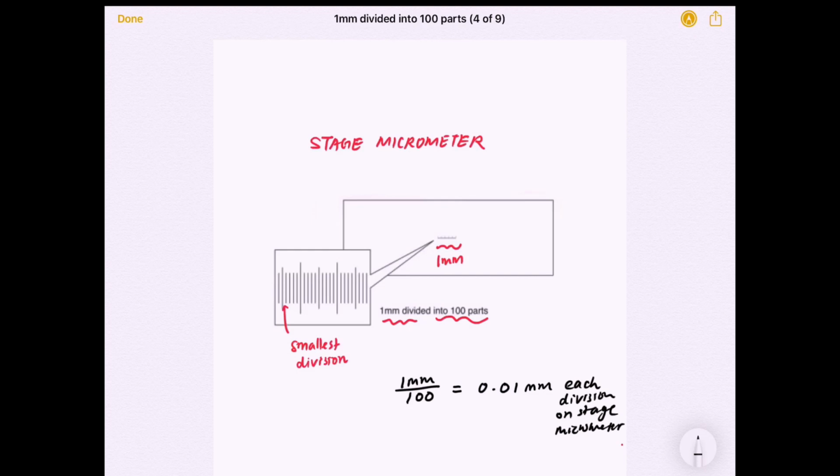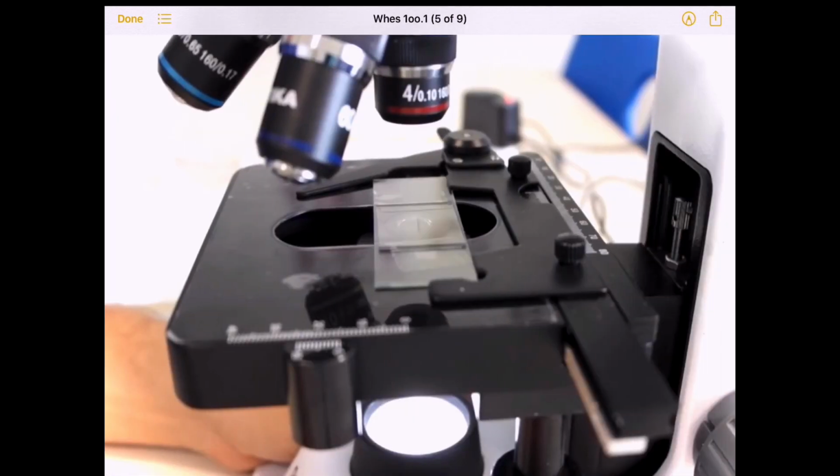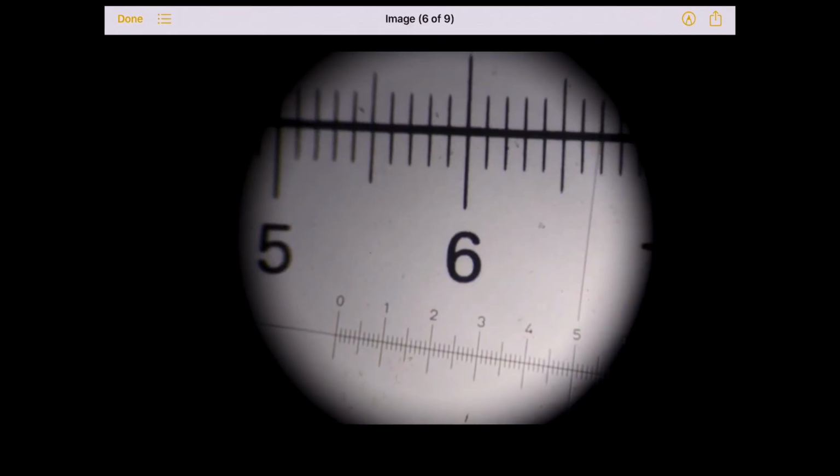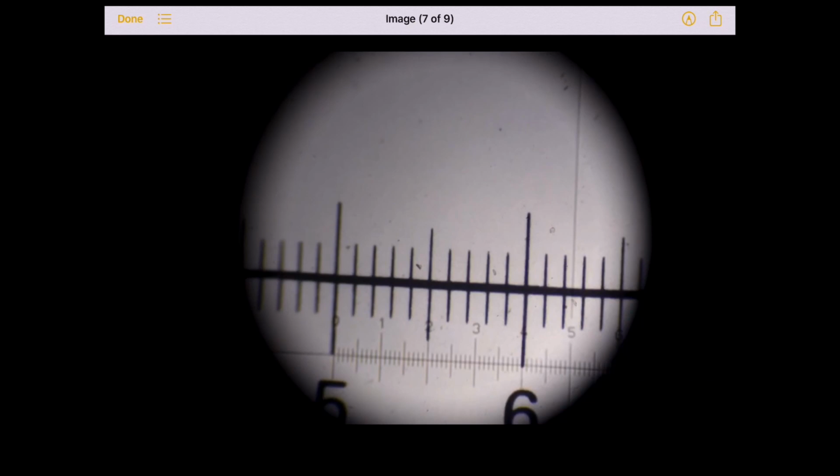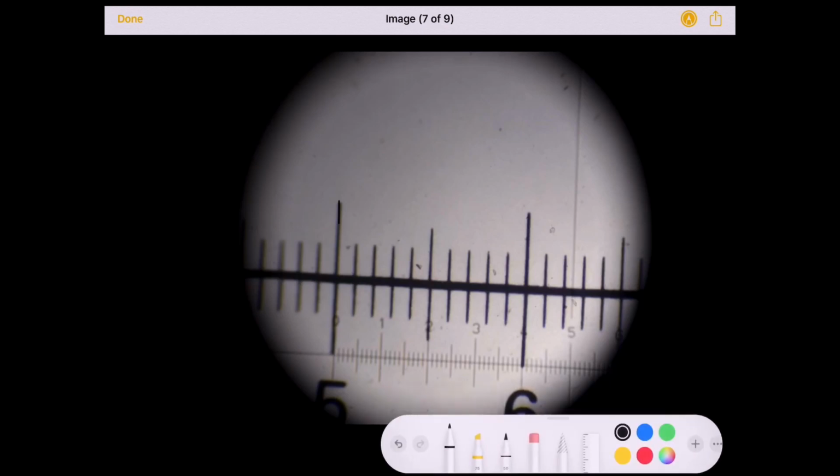So now, moving on, we're going to use this stage micrometer to give a value to your eyepiece graticule, and that is known as calibration. We're going to place the stage micrometer on the microscope stage, and under the field of view, you can see the scale of the stage micrometer and the eyepiece graticule together, but they might not be aligned, so you have to adjust them in such a way that they are both aligned to each other.